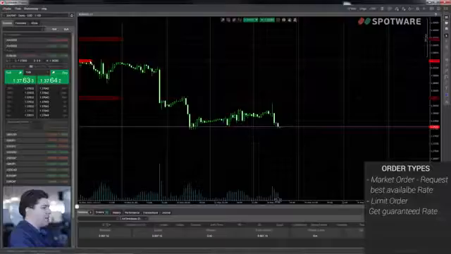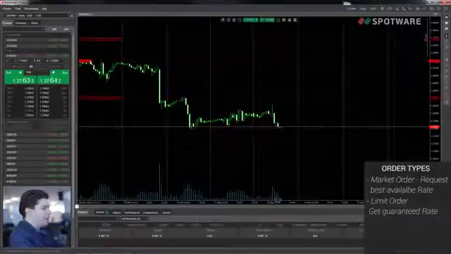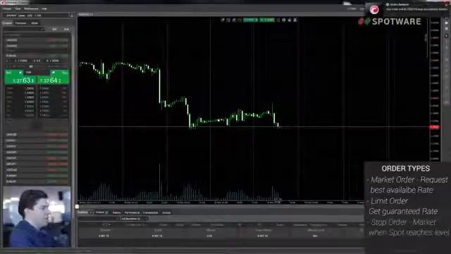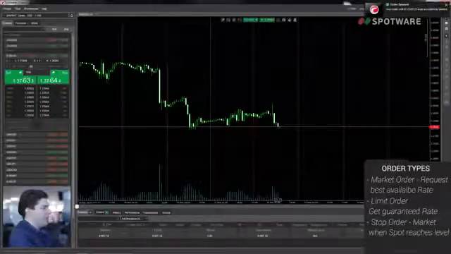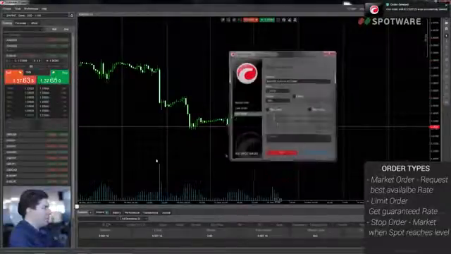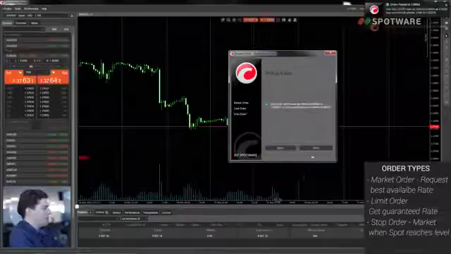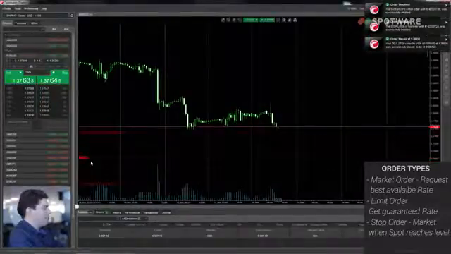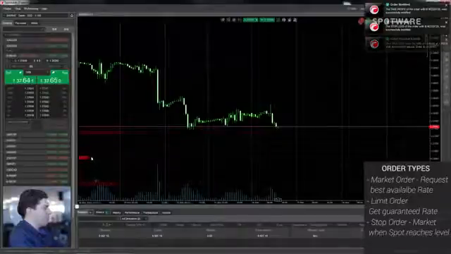If you want to trade a market order when the exchange rate reaches a specific price that you have chosen in the future, you use a stop order. You can right-click and select sell stop, do the same thing, sell. Now we're using a stop order. Again, preset stop loss and take profit.